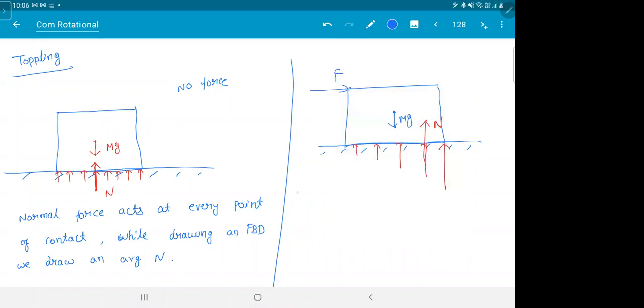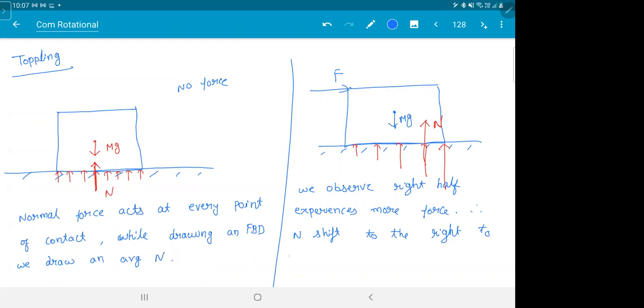So when force is applied, we observe the right half experiences more force. Therefore, N shifts to the right, to keep the body in equilibrium. Because see, if you take torque about the center, F is trying to rotate and N is trying to oppose. Can you see? Someone should come and stop the body from rotating. So N shifts to the right to keep the body in equilibrium.